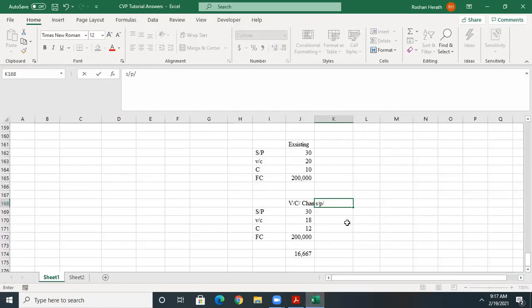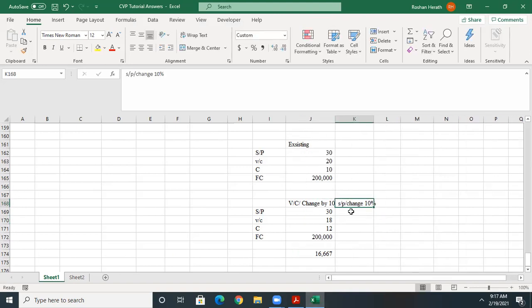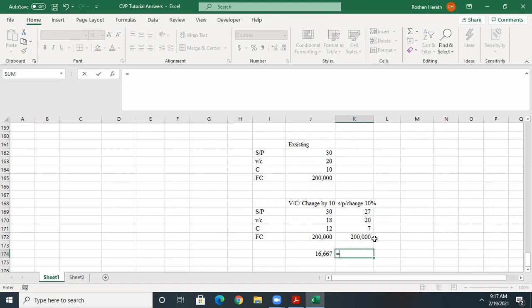Sales price change 10%. So what happens if the sales price drops by 10%? Sales price currently is 30. If it drops by 10%, it's 27. Variable cost, the original one, would remain. So thereby your new contribution is going to be 7. Fixed cost is 200,000. This is going to be your break even. The break even is going to be greater, occurs at 28,571.